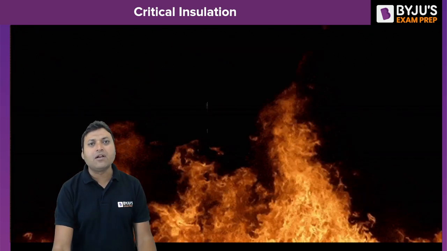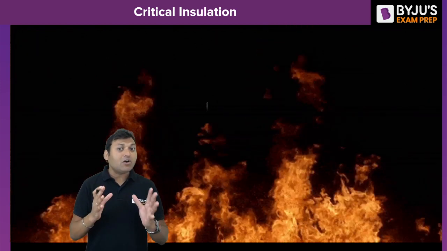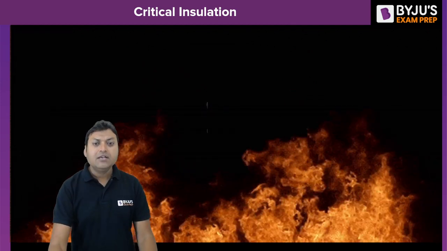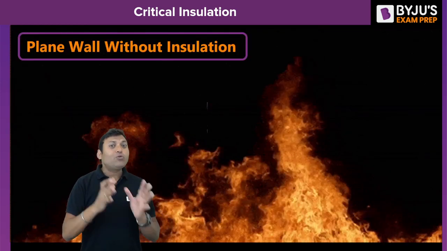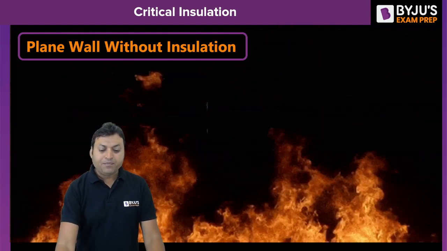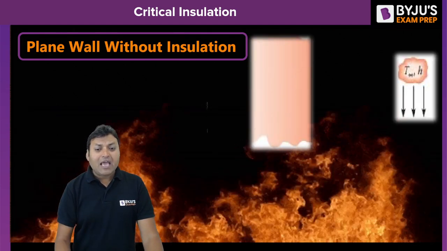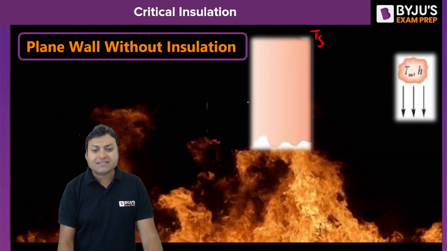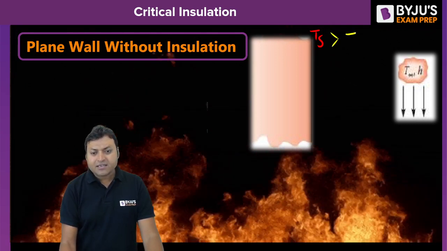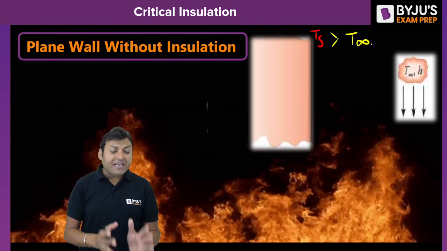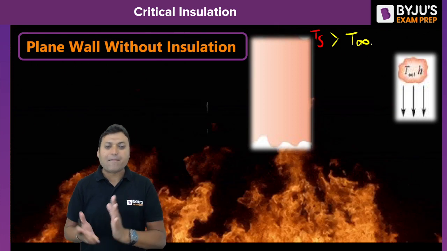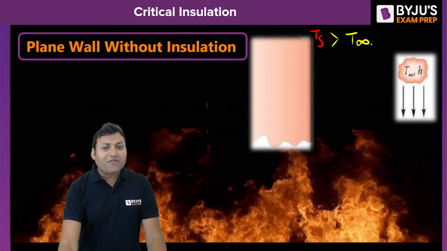We will first try to find out the effect of insulation on a plain wall system. All right. So first of all, let us try to understand how the heat transfer rate will be without insulation. If there is a plain wall having the surface temperature as Ts, in contact with the fluid which is at the temperature T infinity, there is a convection from the surface of the bare wall to the fluid or the ambient. So the mode of heat transfer will be convection.